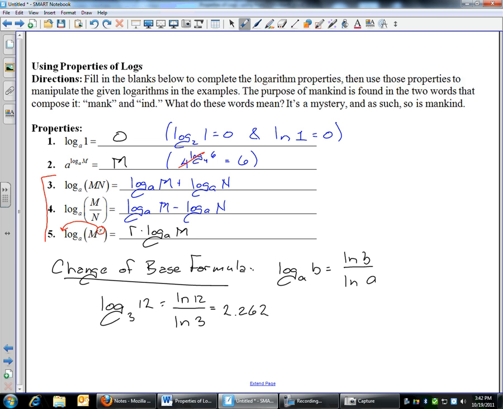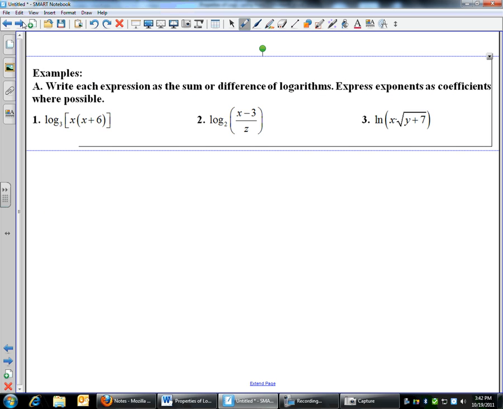Using the properties, numbers 3, 4, and 5 are the ones that will turn up the most. That doesn't mean you don't need to know 1 and 2, but those three we'll use the most. And we're going to use those right here with numbers 1, 2, and 3. So number 1, log base 3 of x times x plus 6.